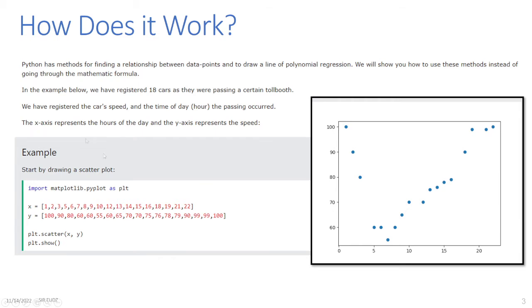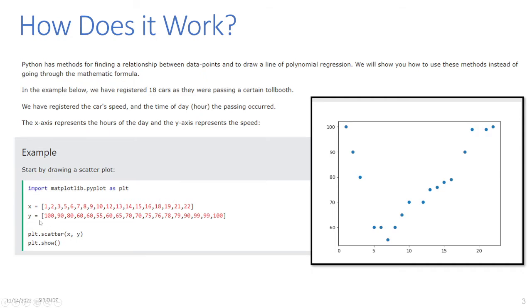Now, how does this work? Python has methods for finding a relationship between data points and to draw a line of polynomial regression. We will show you how to use these methods instead of going through the mathematical formula. So in this example, we have registered 18 cars as they were passing a certain toll booth. We have registered the car's speed and the time of day, the hours, the passing occurred. The x-axis represents the hours of the day, and the y-axis represents the speed. So the y represents the speed, and the x represents the hours.